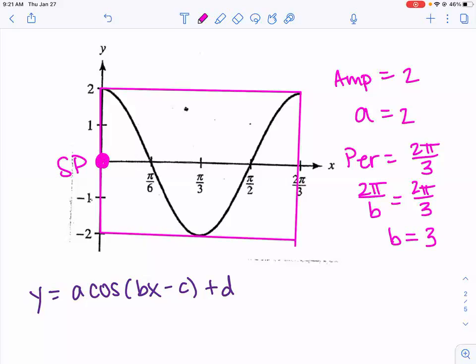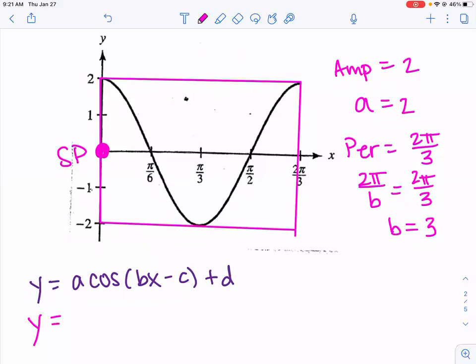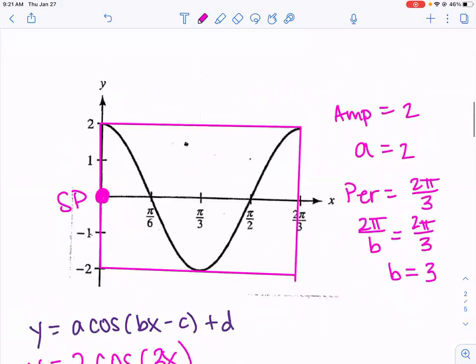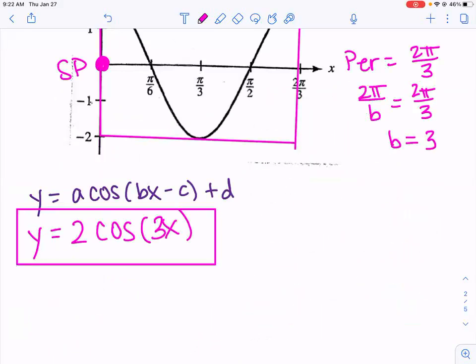And what is our starting point? 0, 0, which means C and D are both 0. So our equation is going to be y equals a positive 2 cosine of 3x. Minus 0 and plus 0, but it's not necessary. Okay. So this is what I am looking for right here.